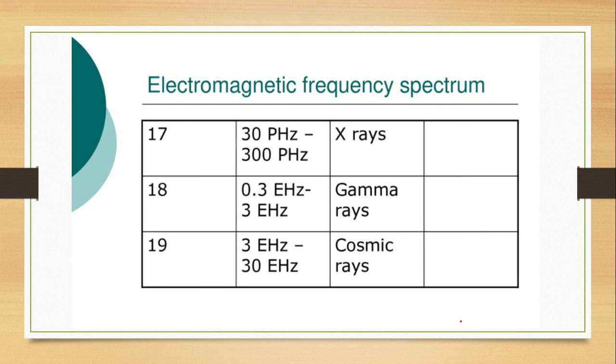Okay, so I want to highlight here the three important frequency spectrums. That is number 17, 30 petahertz to 300 petahertz, X-ray, that's used for X-ray. Then 18, we have 0.3, sorry, I forgot this A here. That is for gamma rays. And then 3 to 30 E hertz is for cosmic rays. I'll get back to you for the meaning of E.